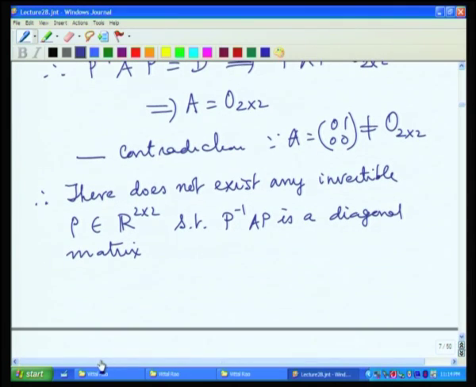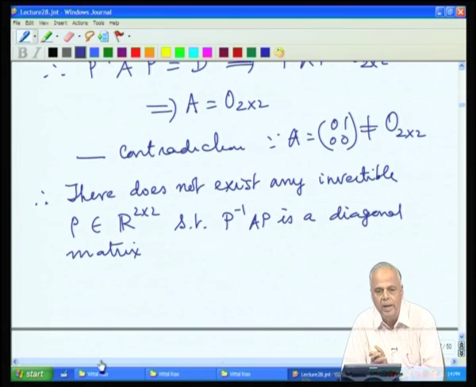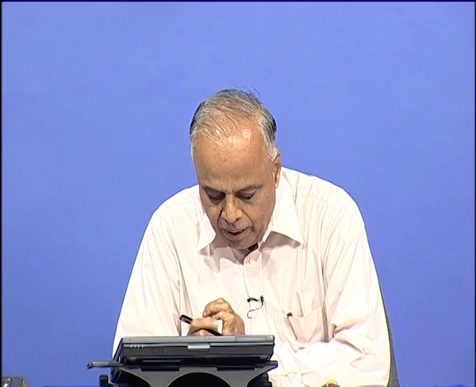So, thus we have two examples. In example 1, we were able to find a matrix P such that P inverse A P is diagonal. In example 2, we showed that there cannot be any such matrix, and therefore the possibilities are both. There are cases where we can find a P such that P inverse A P is diagonal. There are cases where P cannot be found, and therefore it becomes necessary for us to classify those matrices for which P inverse A P is diagonal, and those matrices for which we cannot find P inverse A P as diagonal.